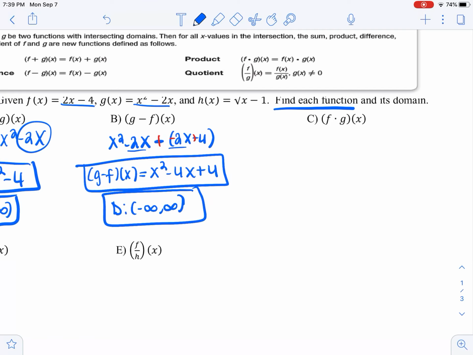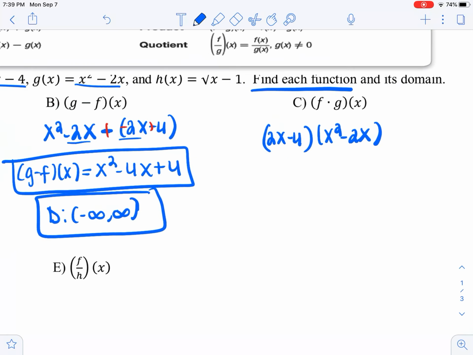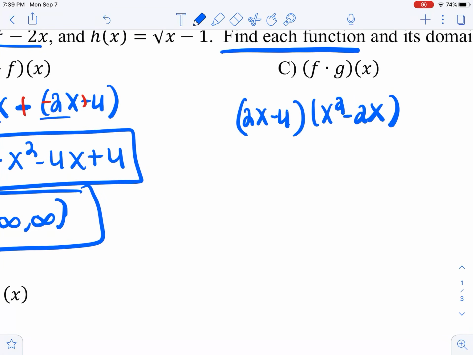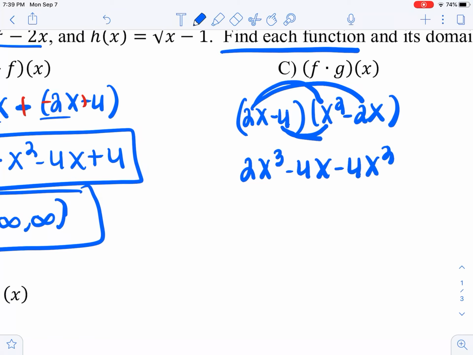All right, next one. F of x times g of x. So f of x is 2x minus 4 times g of x, x squared minus 2x. So these are two binomials, so all that you're going to do is distribute. A lot of you like to call it foiling, which I'm absolutely fine with calling it that. So multiply these two. 2x cubed. Distribute here, which is outer, minus 4x squared. Distribute the negative 4 here, which is inner, negative 4x squared. Distribute the negative 4 here, which is last, which is plus 8x.